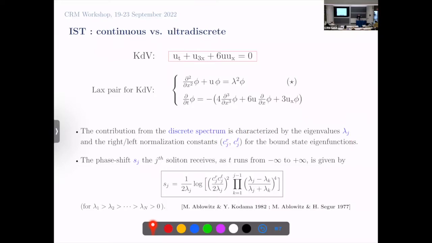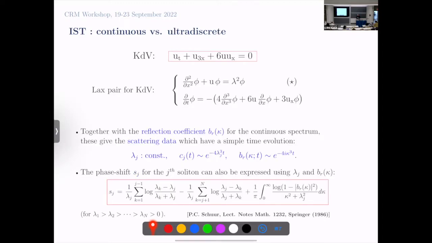You can have right and left normalization constants for the eigenfunctions, and you can characterize the influence of the continuous spectrum in that sense. And then you can give a very nice and compact formula for the phase shifts incurred by any soliton that comes out of the initial value problem. There's an alternative, and in a sense a nicer, description of the same type of phase shift, which only uses the left normalization constant for the eigenfunctions in the spectral problem and a reflection coefficient. And the nice thing is that the reflection coefficient has a similar, not the same, very simple exponential time evolution under the Lax pair for KdV.